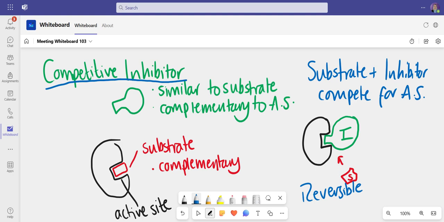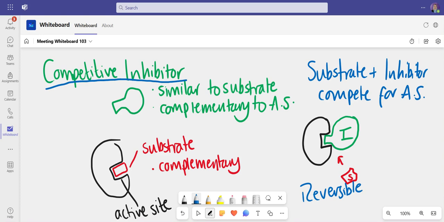Adding more inhibitor will obviously decrease the rate of the reaction because more of the active sites will be blocked by inhibitors and the substrates won't be able to bind. If you increase the concentration of substrates, on the other hand, you will basically dilute the impact of the inhibitor.